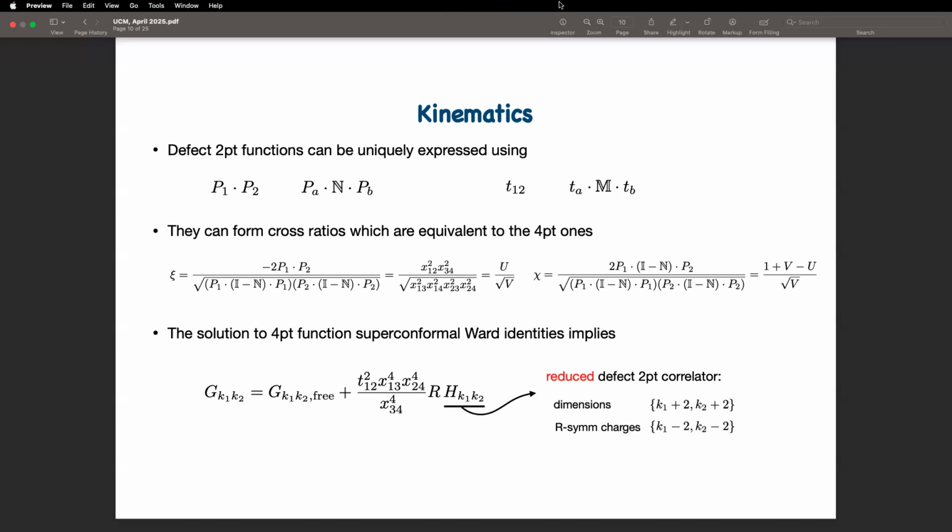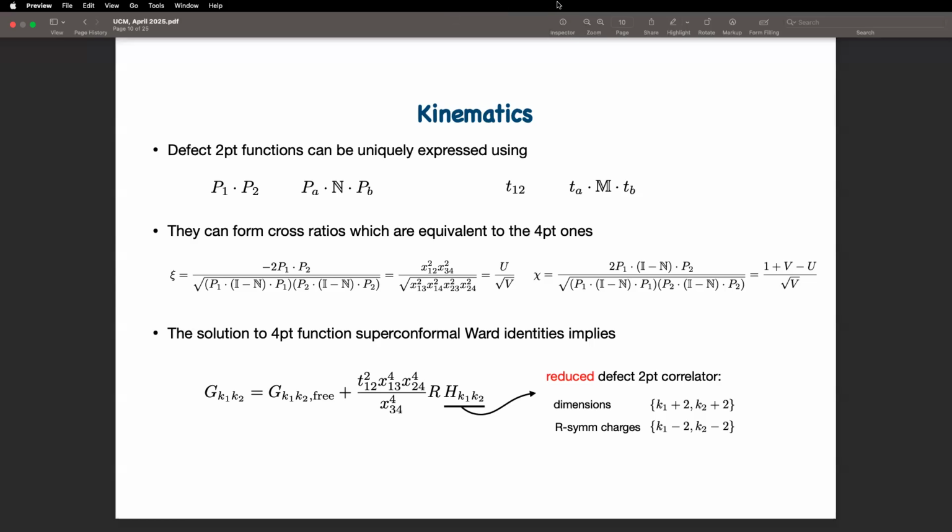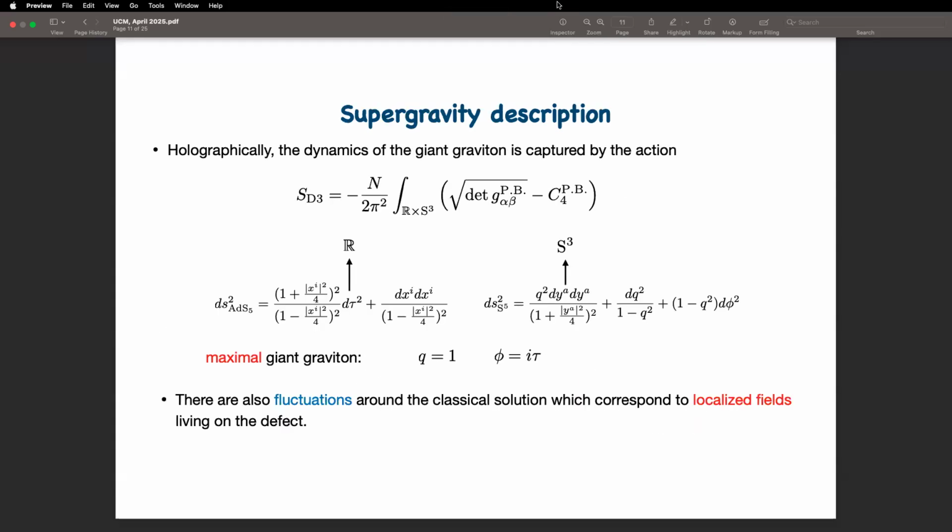And in particular, for the lowest KT level, which is K equals 2, you find the reduced object is actually neutral under the asymmetry. Okay. So this is as far as we can go by just looking at the kinematics. And in order to actually compute these correlators, we need a bit of dynamic input. And in the strong coupling regime, the input comes from the supergravity description.